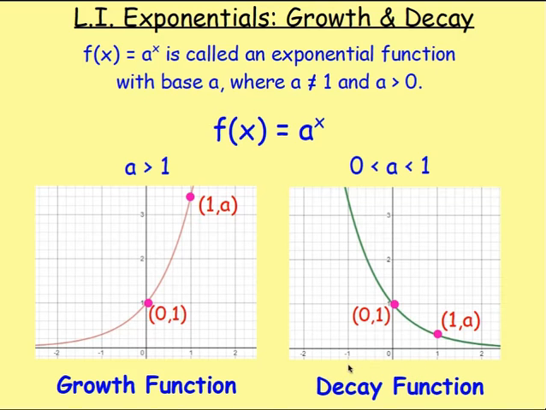Also, exponentials always pass through, if they are in the form of f of x equals a to the power of x, (0, 1) and (1, a). You can see that both the increasing and the decreasing function, the growth and decay function, pass through (0, 1) and (1, a). That's true for all exponentials in that form.